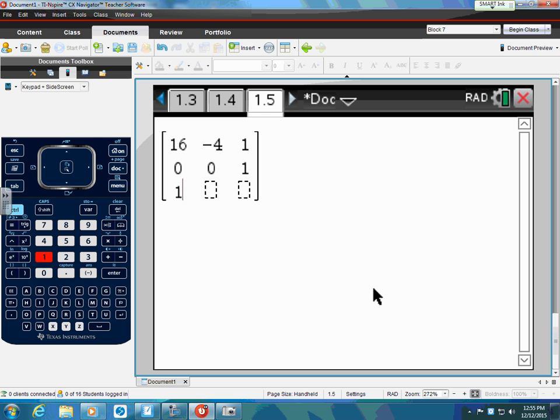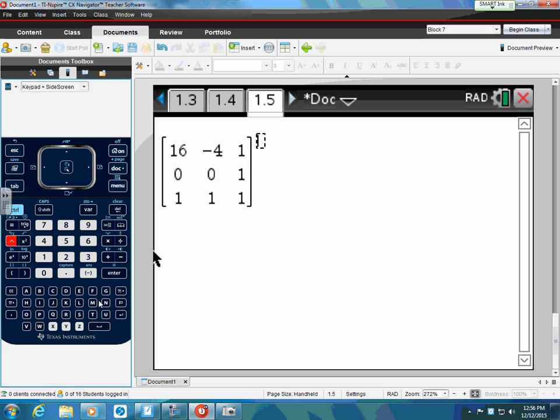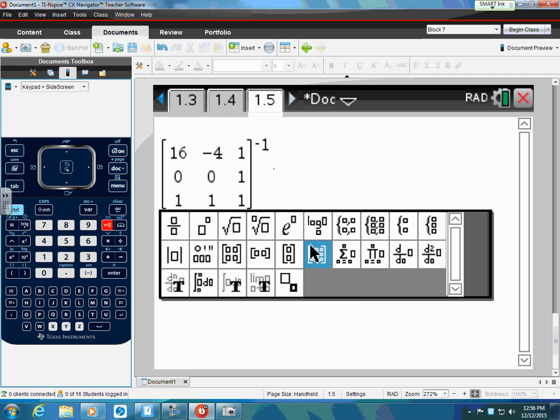So I'm typing all these in, and I'm going to do a right click to get out of the matrix. I'm going to raise this matrix to the negative 1 power, which means I'm really taking the inverse of that matrix. I need to do a right click to get out of that exponent. And I want to multiply this by another matrix, so I'm going to push that button again.